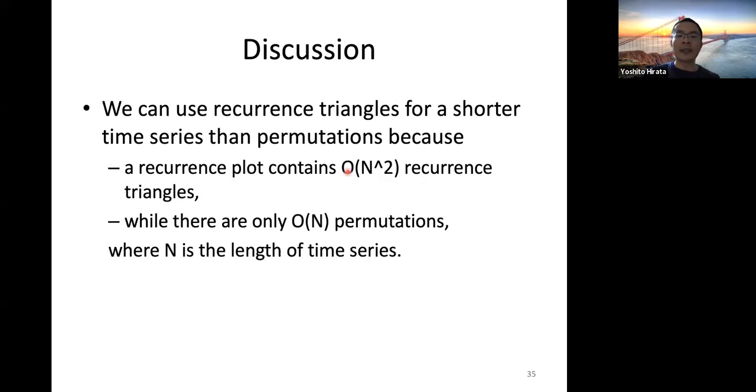We can use a recurrence plot for shorter time series than the permutation, because in the case of the recurrence triangle, we can have order n squared recurrence triangles if the length of the time series is n. But in the case of the permutation, we just have order n permutations. So that's the reason why with the recurrence plot we can use shorter time series to characterize the stochastic aspect of the underlying dynamics.